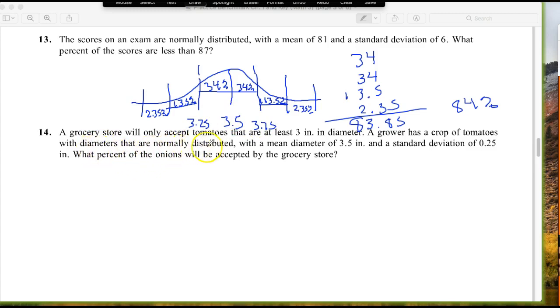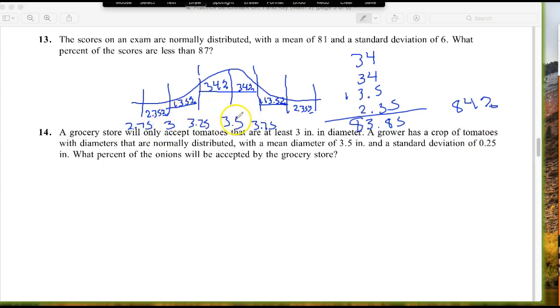What percent of tomatoes will be accepted by the grocery store? They have to be at least 3 inches in diameter, at least. So it's the smaller ones we're worried about. So let's take 0.25 off again because it's a standard deviation of 0.25. So the second standard deviation would just be 3. And from there, I'm going to take 0.25 again to get to the third standard deviation. I'm going to get 2.75.